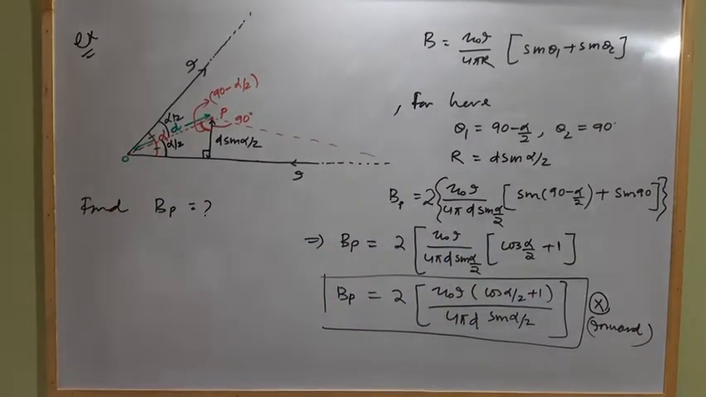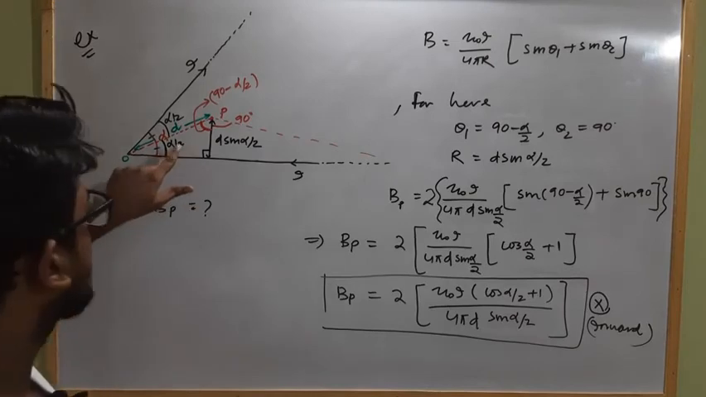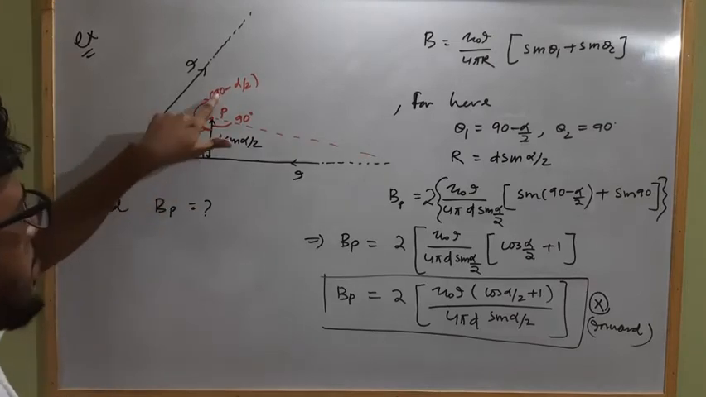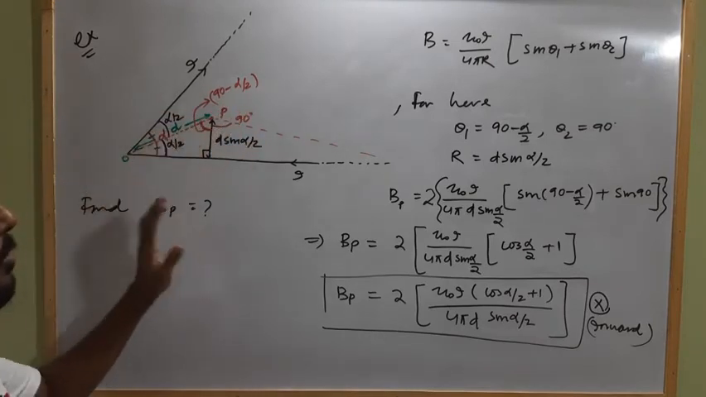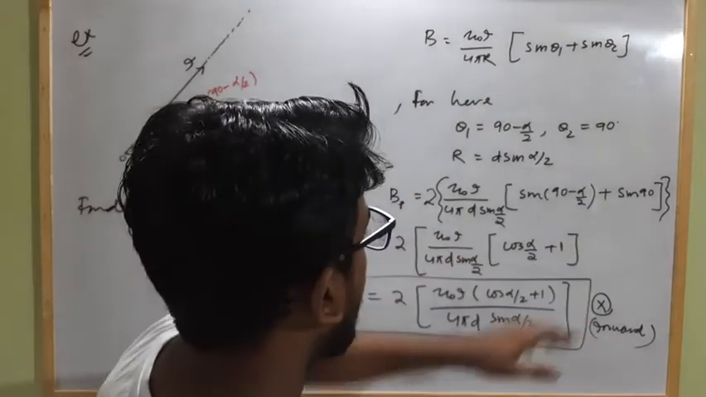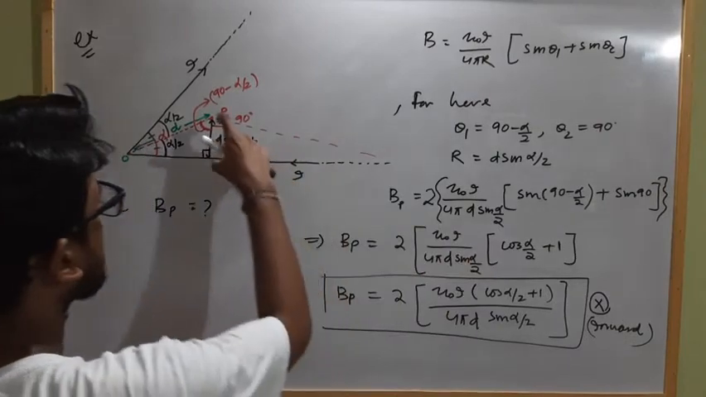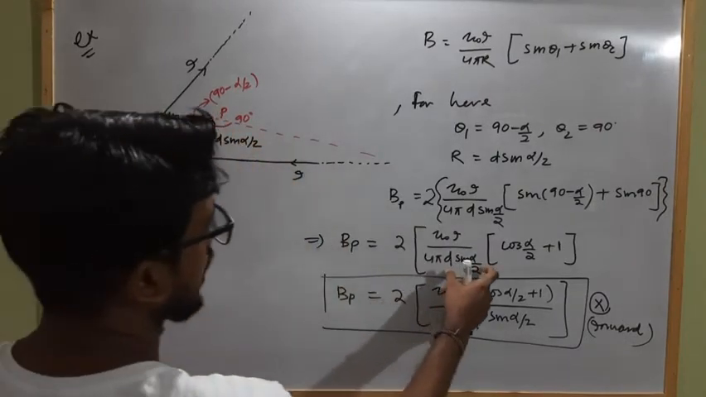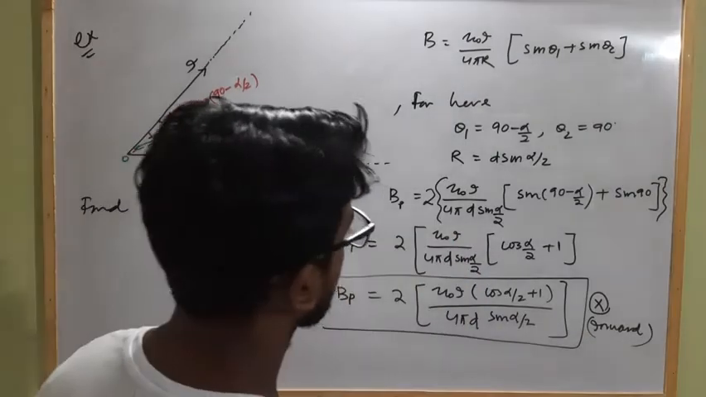Clear? Understand? This is alpha by 2, so this angle will be 90 minus alpha by 2. Sin of 90 minus alpha by 2 is cos alpha by 2, and this angle will be 90, so sin 90 will be 1, and the perpendicular distance is d sin alpha by 2. So here d sin alpha by 2, mu naught I by 4 pi is taken common. Clear?